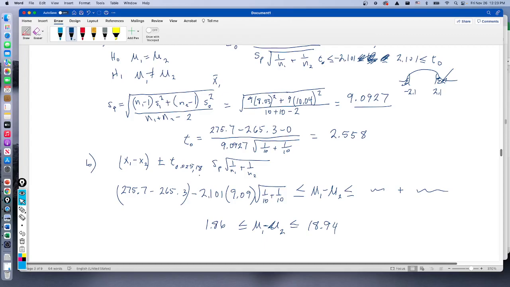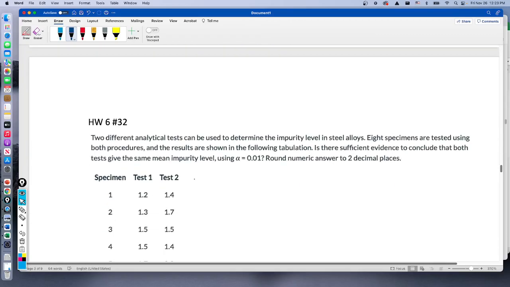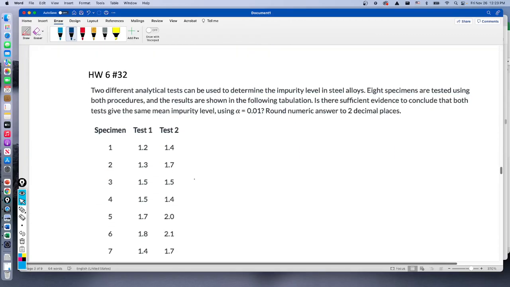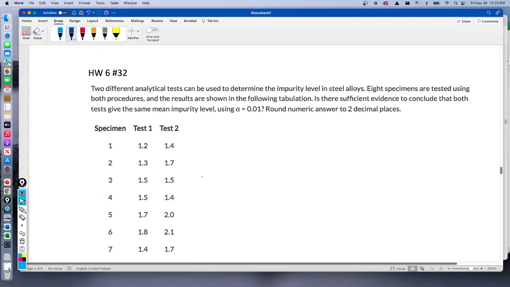So let's go ahead and look at our last question for consideration. Homework number 632. Two different analytical tests can be used to determine the impurity level in steel alloys. So we're using two tests on the same samples, sampling the same thing, so this is a paired t-test. 8 specimens are tested using both procedures, and the results are shown in the following tabulation. Is there sufficient evidence to conclude that both tests give the same mean impurity level at alpha equals 0.01?